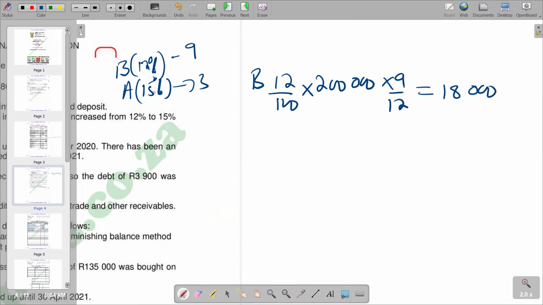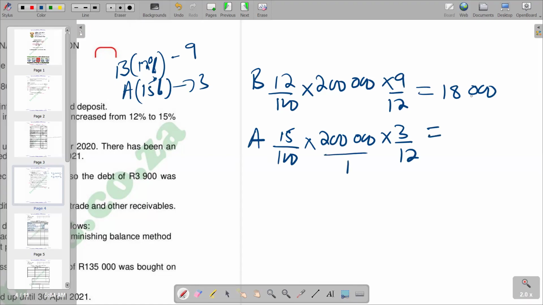And after the increase it's 15%, so we say 15 over 100, multiplied by 200,000, and multiplied by 3 over 12. The figure you get is 7,500. If you add 18,000 plus 7,500, you get 25,500. So this is the interest on fixed deposit which is supposed to be for that period.